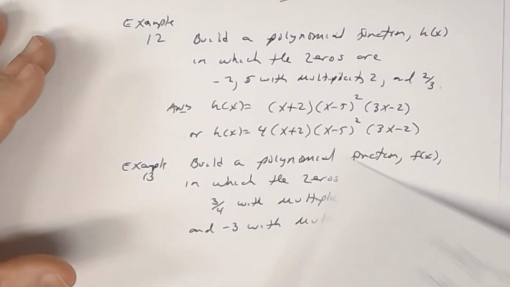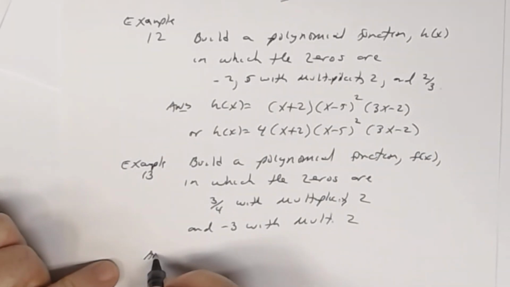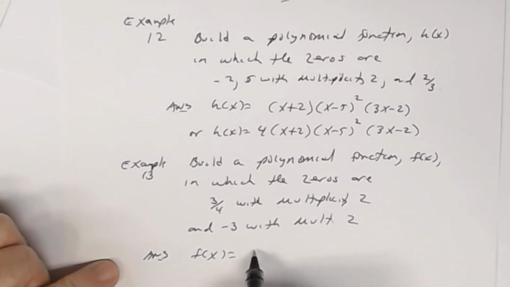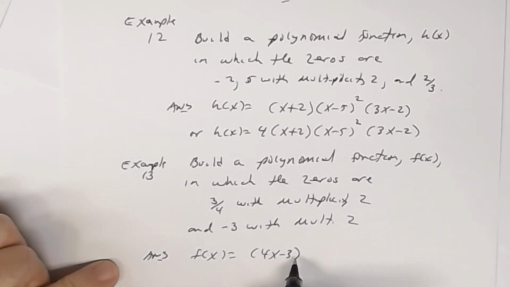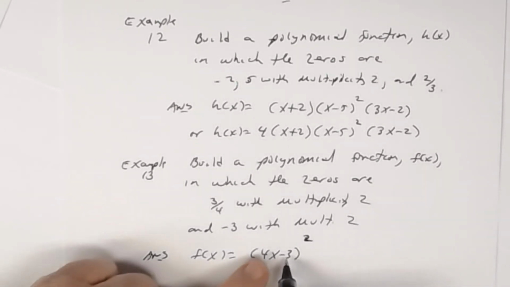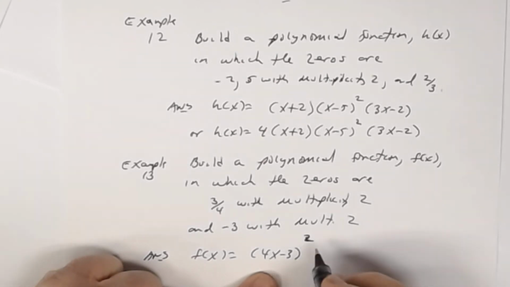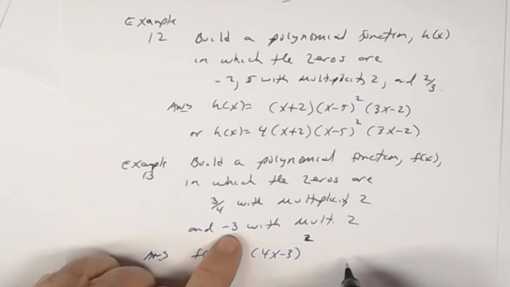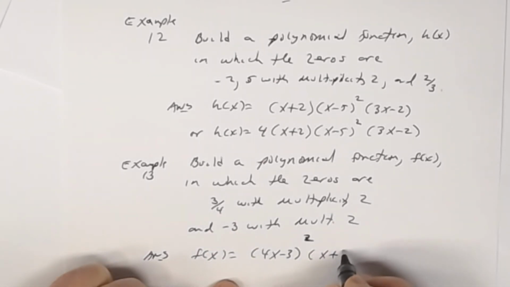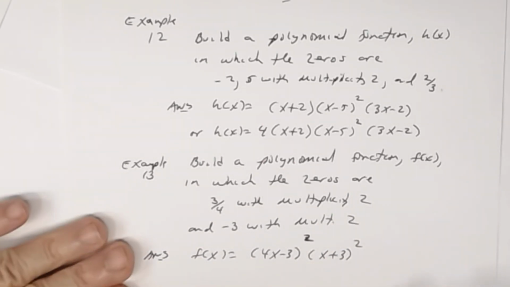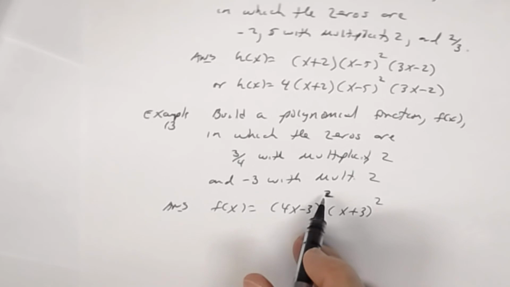So 4x minus 3. So your answer, you're going to say f of x is going to equal 4x minus 3, and it has multiplicity 2. Kind of makes sense, right? Because if you set that equal to 0, don't you get 3/4? Okay? And then the other one is if -3 is a 0, then x plus 3 is a factor, and it has multiplicity 2 as well. All right? So that's the answer that most students will write.